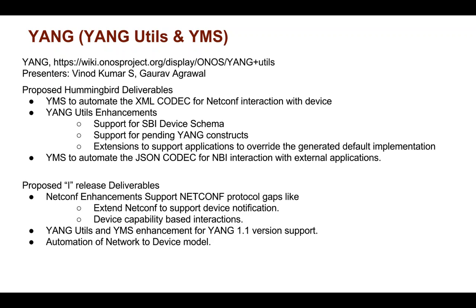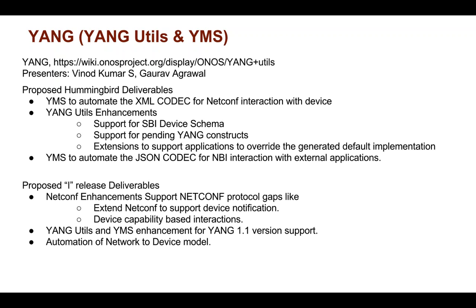The second priority is that we received some suggestions during our last demo, and we wanted to incorporate those changes in our Yang utils. So basically we will be doing the SBI device schema. We will be finishing off the pending Yang constructs, and we will be providing a framework wherein the application can override the generated default implementations. These are some of the things related to the Yang utils, which will be in continuation of the work we have done in the GoldenEye release.